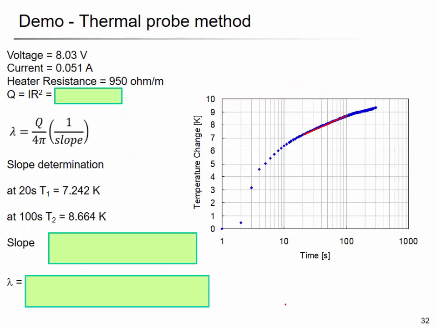So let's do the exercise. This is the example that I measured in dry sand. Actually I used this dry sand, and here we have a temperature sensor. You can calculate the lambda from these values. Okay, I'll give you maybe 3 minutes to calculate the Q, the slope, and the lambda.